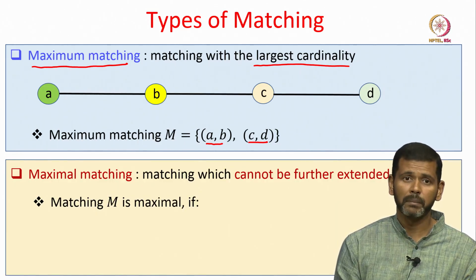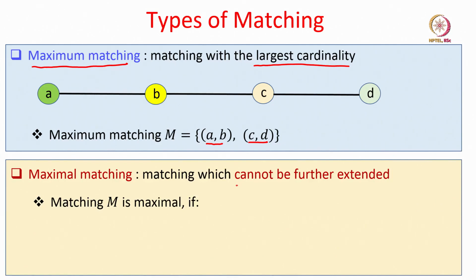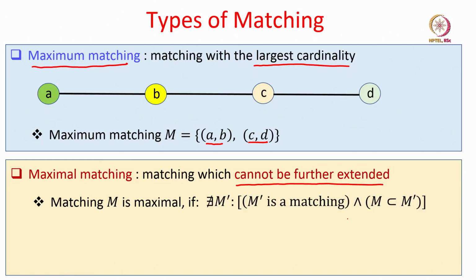Whereas a maximal matching means a matching which cannot be further extended. What does that mean? That means I can't add further more edges in this matching M so that the resultant collection M prime is also a matching. In that sense, M is maximal, that means it cannot be expanded further.